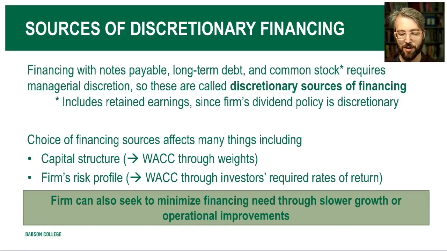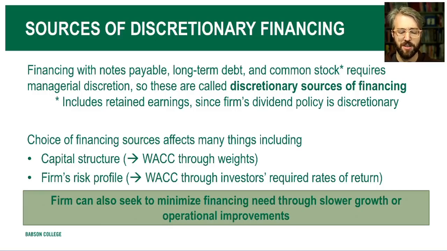And those impacts are actually two different kinds. So one is a firm which chooses one source of discretionary financing rather than another, say that borrows debt rather than issues stock. Well, that's going to change the firm's capital structure. And we know that a firm's weighted average cost of capital is the weighted average of the cost of different sources of capital. And so to the degree that they rely more on cheap sources of capital, that could lower their WACC. To the degree that they rely more on expensive sources of capital, that could raise their WACC.